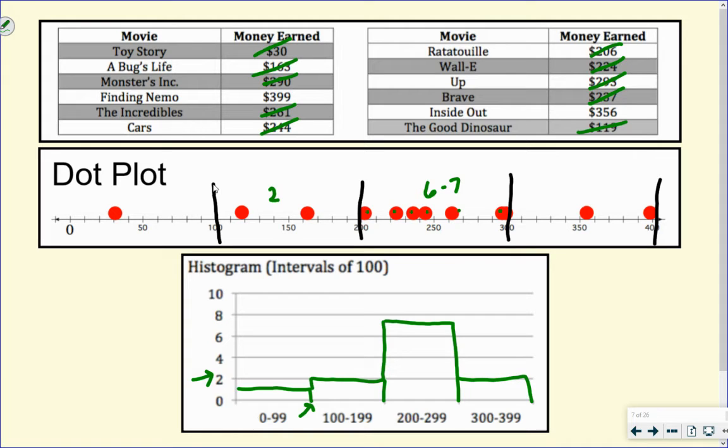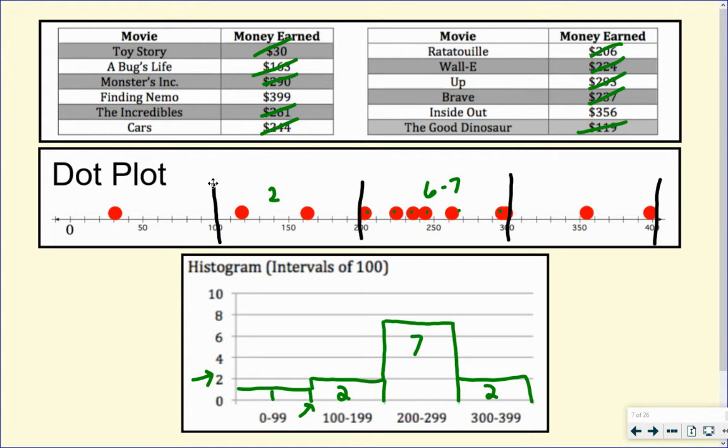Okay, something that I do, and this just helps me, is I like to write how many there are in here. Now, can I find that out from the side of the graph? Absolutely. But this helps me when I'm asking questions. For instance, I could ask the question, how many movies earned between $200 and $299 million in the box office?